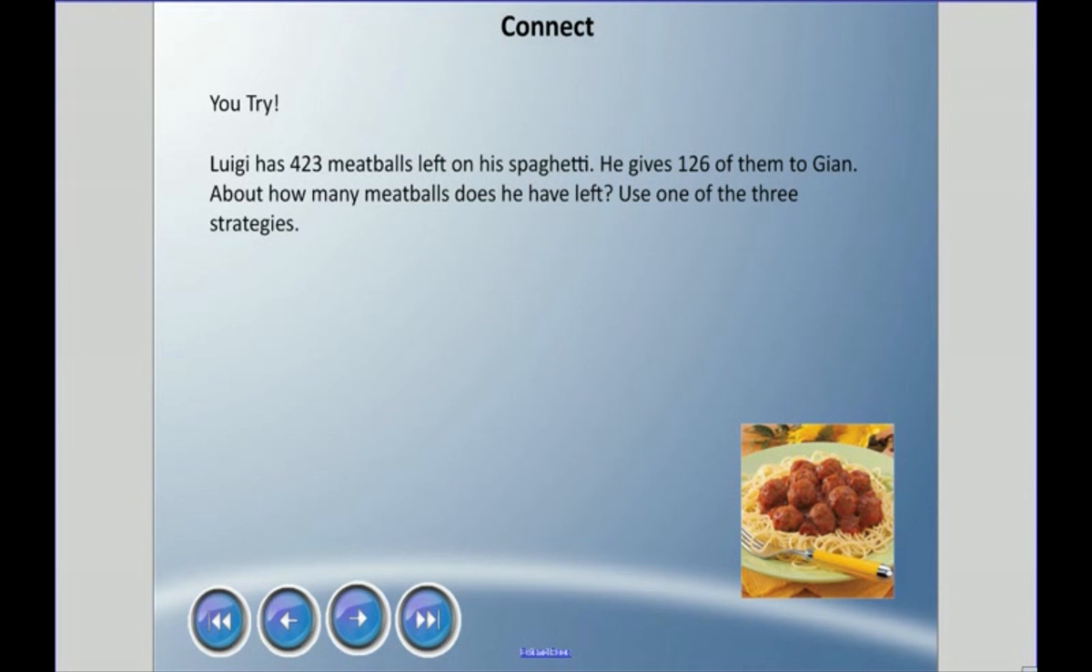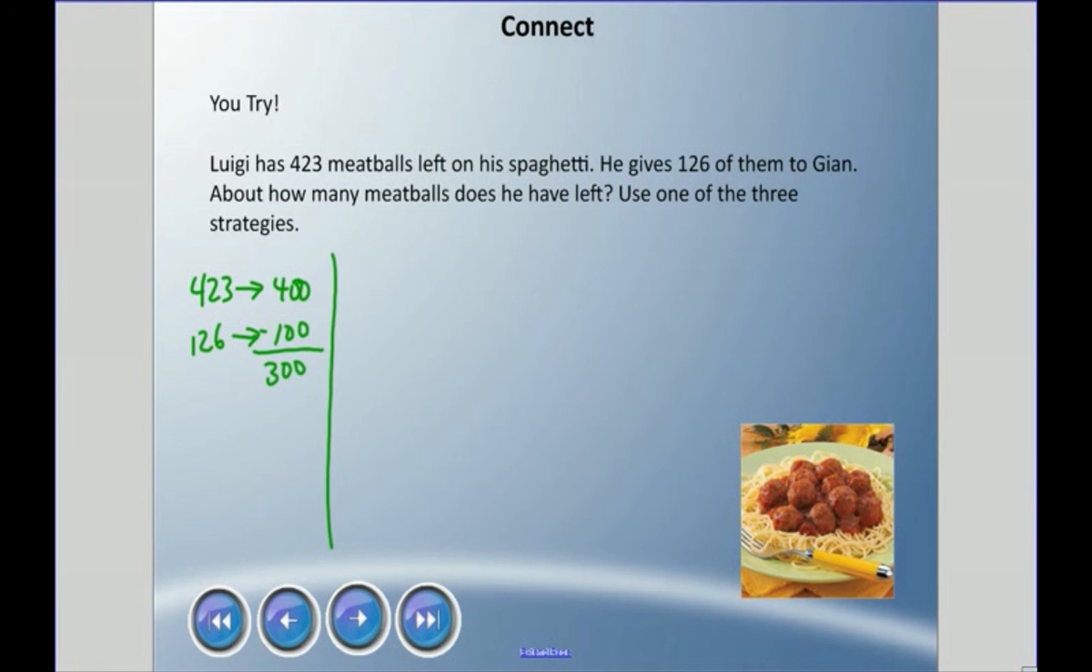Okay, so the first strategy we used was to go to the closest 100, or if you were doing thousands, go to the closest 1,000. So 423, let's say the closest is 400. And 126, again, I'm rounding down, so that is 100. Well, if I subtract these two, the answer is about 300 meatballs. That's a lot of meatballs.